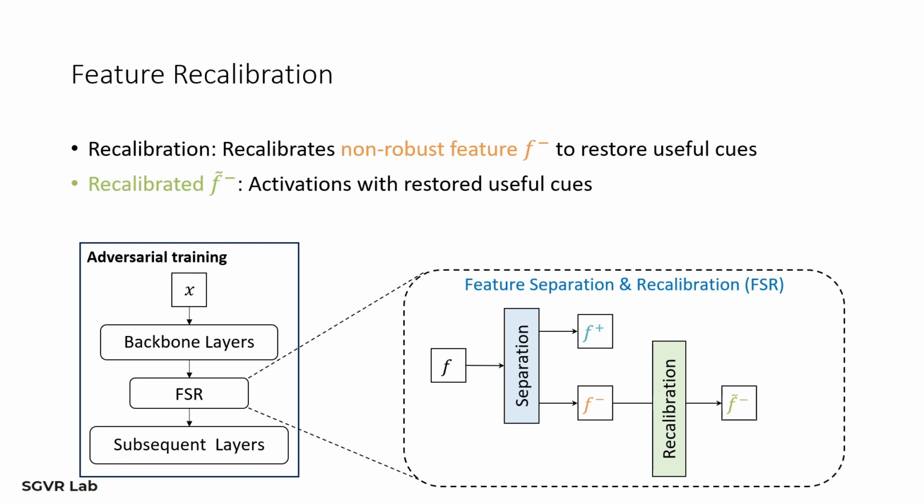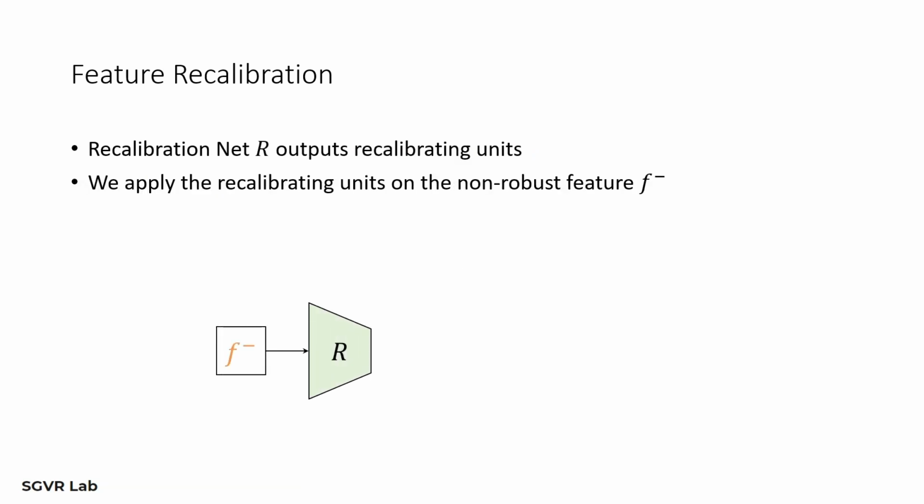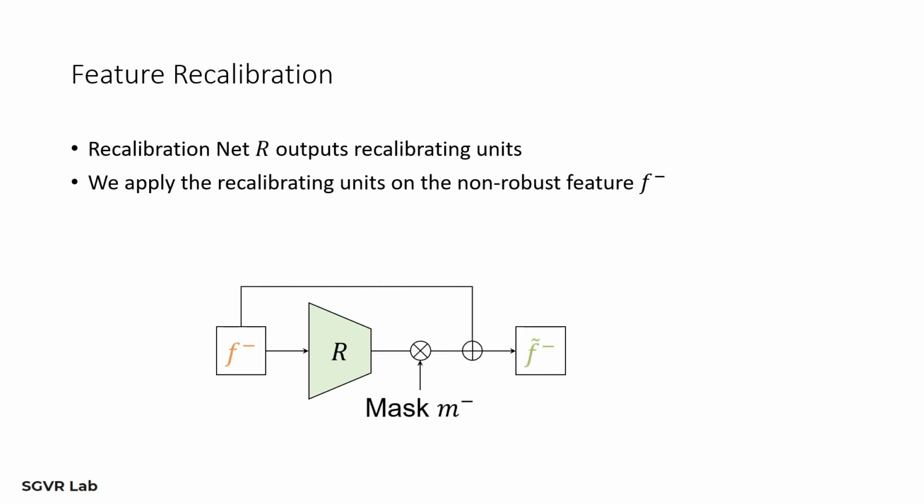This recalibrated feature will capture additional useful cues for correct predictions that are otherwise neglected through suppression or deactivation. We add this recalibrated feature, F minus, with the robust feature to form the final output feature, F, which is now passed back into the subsequent layers of the model. In order to restore useful cues from the non-robust feature, we designed the recalibration net R, which learns the recalibrating units. We applied the negative mask on the recalibrating units and used them to recalibrate the non-robust feature and to generate the recalibrated feature F minus.